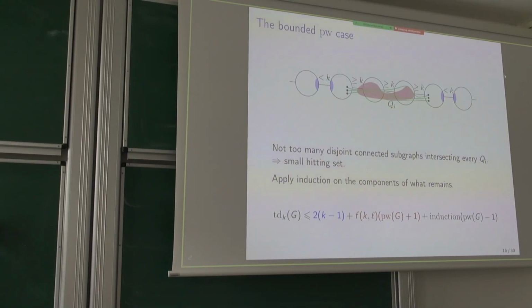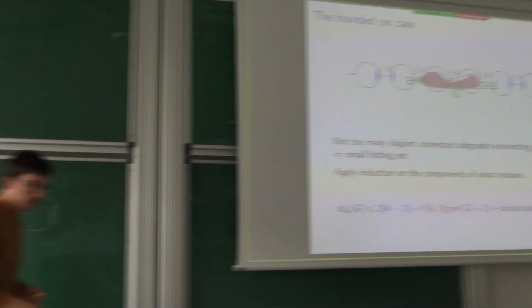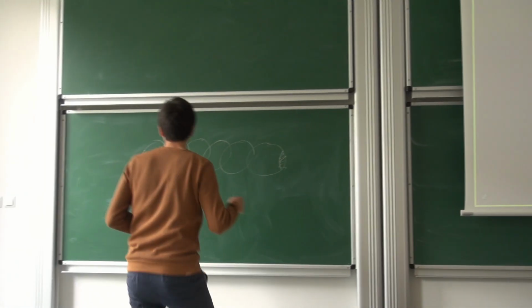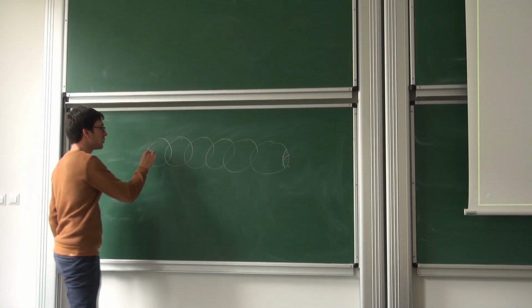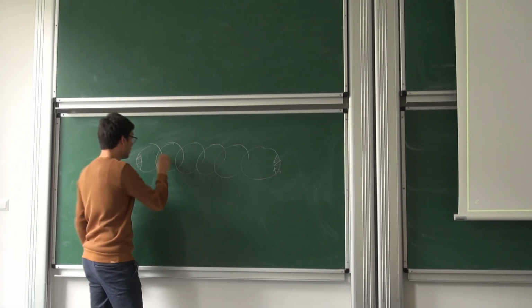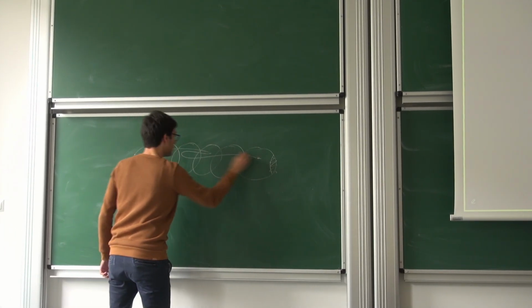Okay, so I have the cliques here, and the path size is in total at most 2k minus 1, so that's fine. And I know by the property of the path decomposition that there are k disjoint paths between the first and the last bag. Okay, so it looks like this.